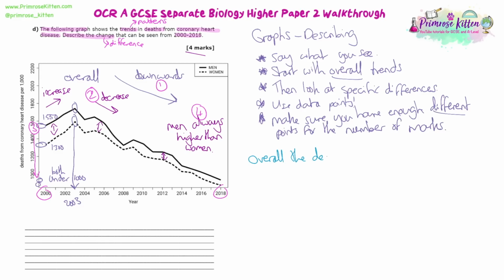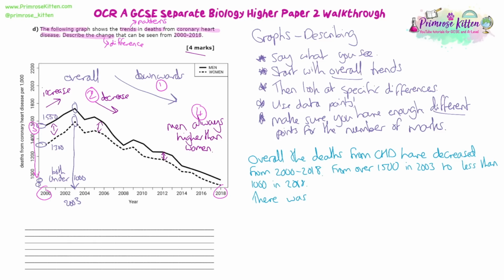So overall, the deaths from CHD have decreased from 2000 to 2018. I'm going to use my numbers here: from over 1,500 in 2003 to less than 1,000 in 2018. I used my highest peak point, which was about 2003, but you could have used the ones at the start of 2000. That's absolutely fine.